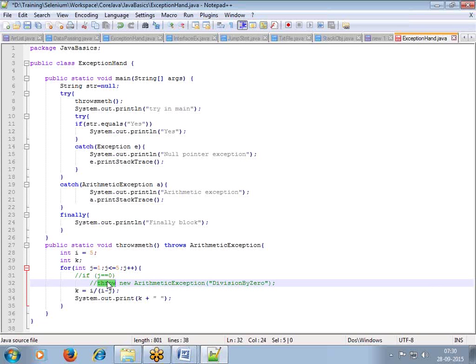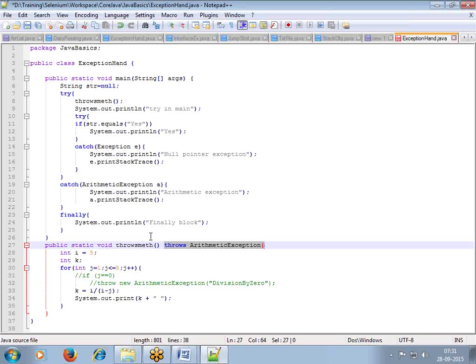Understand? So even if you comment or uncomment, the exception will come, right? Yes, the exception will come. Like that, this code is written. Suppose inside this method, if you define a try catch block, then this throws is not required.